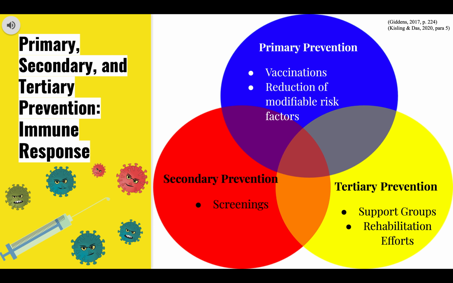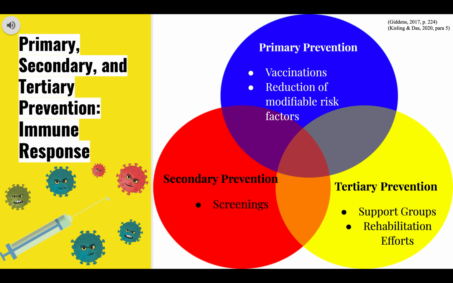According to Giddens 2017, research has demonstrated that achieving the daily recommended doses of vitamins and minerals contributes to a properly functioning immune system, and this can be found on page 224 of your Giddens book. The roles of vitamins A and D also have been shown to protect and support immune function and responses as well.